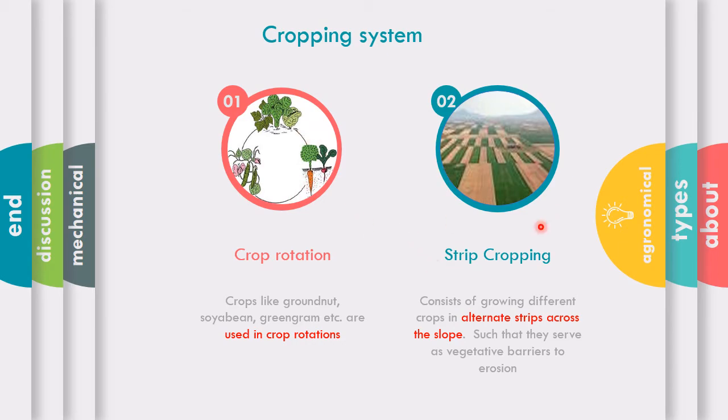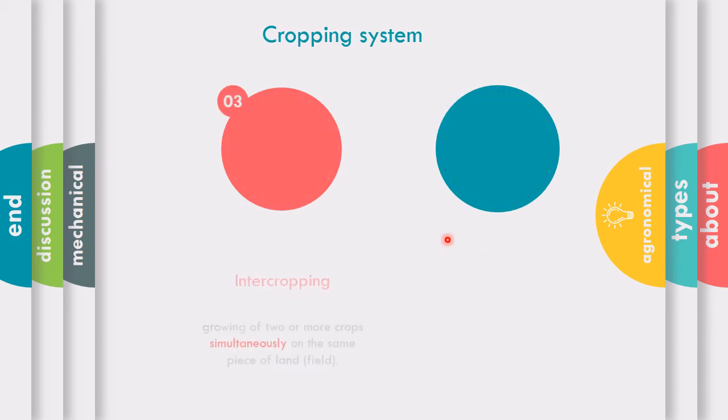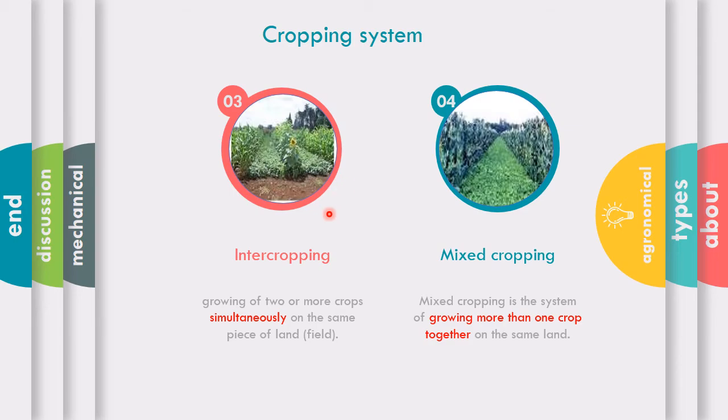Then the second one is strip cropping. In strip cropping, the crops are grown in alternate strips. See here in this image, we are growing the crops in alternate strips. It will act as a vegetative barrier to control soil erosion. Then there is intercropping. When I say intercropping, we are growing two or more crops simultaneously on a piece of land.